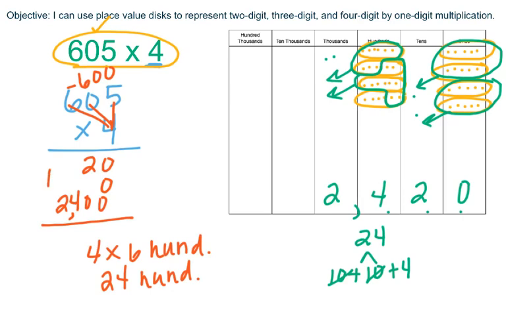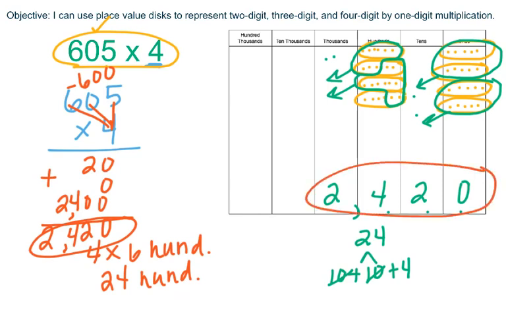Okay, finally I'm going to add all of those up. So I've got 0 plus 0 plus 0 is 0. 2 plus 0 is 2. 4 plus zeros is 4. And 2 plus zeros is 2. Notice I've got 2,420 and 2,420.